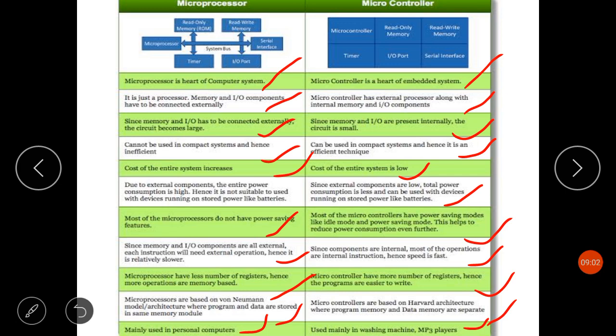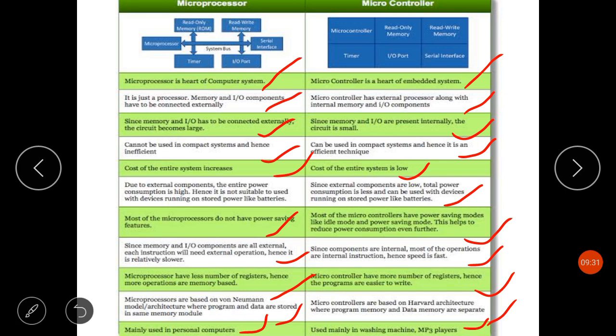For example, in a TV remote control, there is no need for the computing power of a microprocessor. In those applications, the space it takes, the power it consumes and the price per unit are much more critical considerations than the computing power. In those applications only we are going to use the microcontroller. So these were the differences between microprocessor and microcontroller.